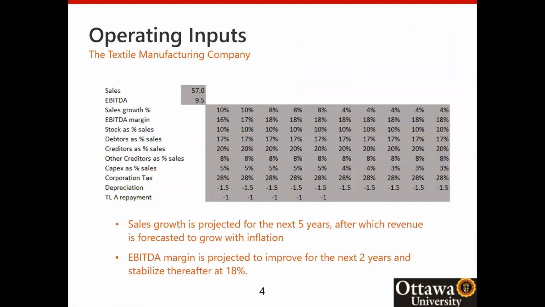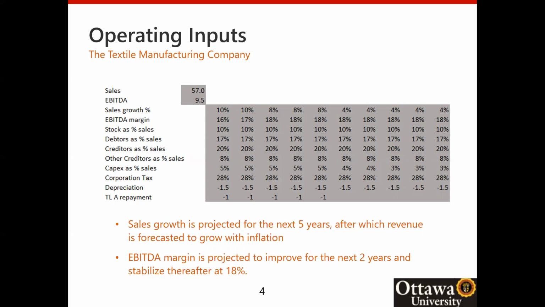On page 4 is the input for operations. You can see the tables in the slide deck on this page. So the sales revenue at the beginning of the investment period is 97 million. EBITDA is 9.5 million. We have the assumptions for sales growth as a percentage, EBITDA margin also as a percentage, stock as a percentage of sales, debtors as a percentage of sales, to name a few.